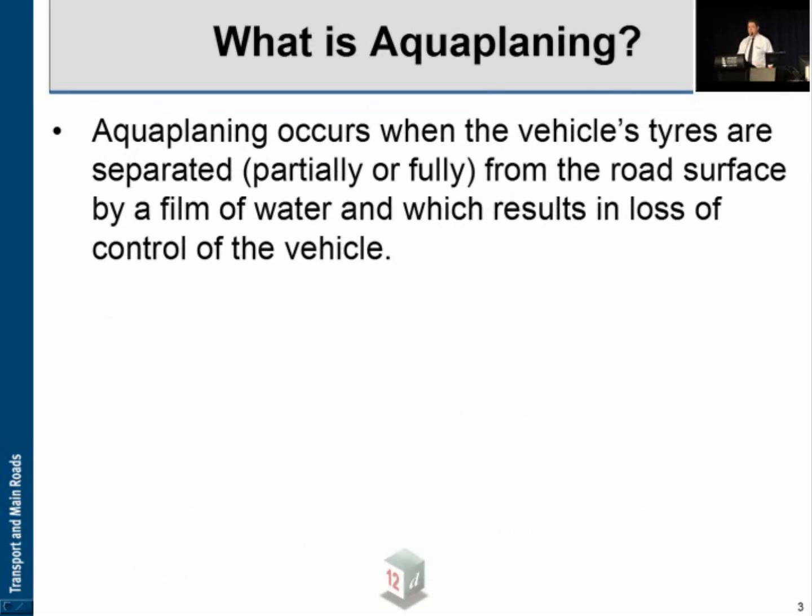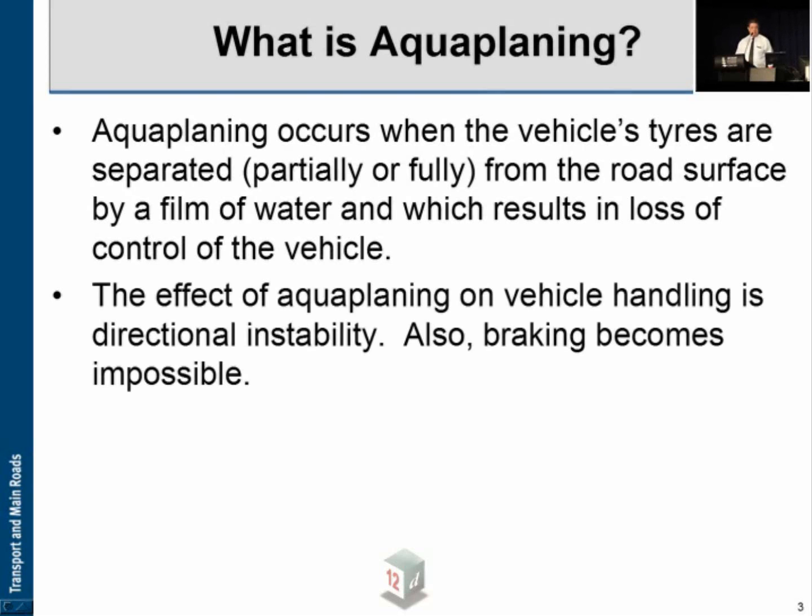So what is aquaplaning, or if you come from somewhere else up in Australia, hydroplaning? Aquaplaning occurs when the vehicle's tyres are separated, partially or fully, from the road surface by a film of water, which results in the loss of control of the vehicle. Now, the effect of aquaplaning on vehicle handling is directional instability. Also, braking becomes impossible.